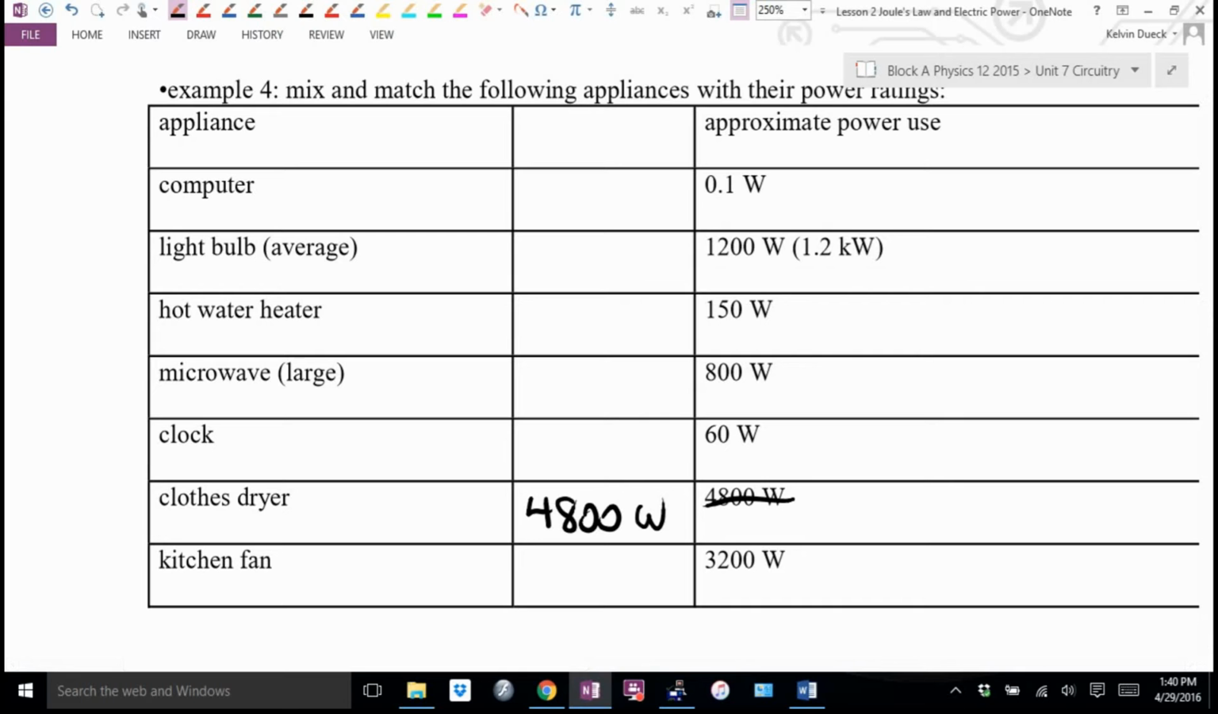Which of these do you think moves the next largest amount of heat around? Microwave. Computer? The one that Josh suggested. Hot water heater. Hot water heater probably has about that many watts. Which of these moves the least amount of heat around? Which of these can run off of a tiny battery for almost a year? Clock. Those give off almost no heat. So clock probably has around 0.1 watts.